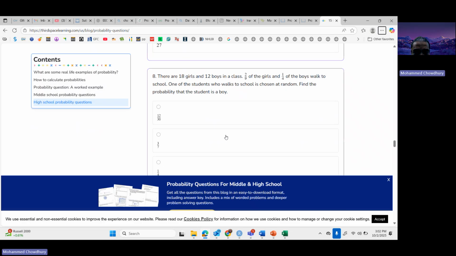There are 18 girls and 12 boys in a class. 2/9 of the girls and 1/4 of the boys walk to school. One of the students who walks to school is chosen at random. Find the probability that the student is a boy. Okay, take 5 minutes and try to solve this. Not that difficult.